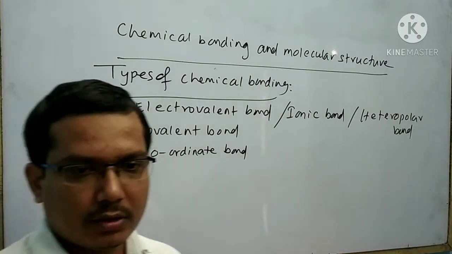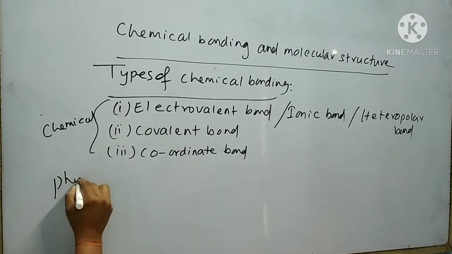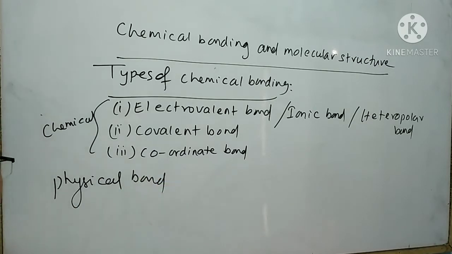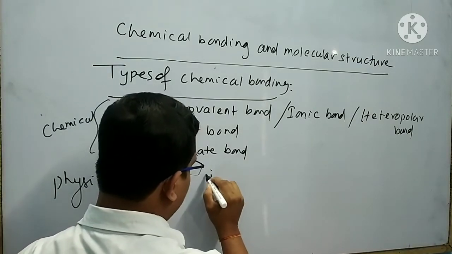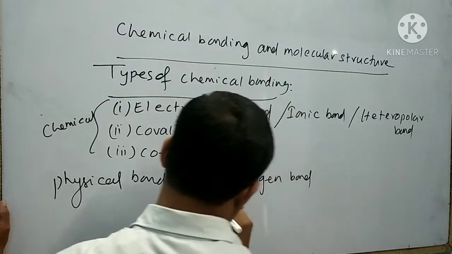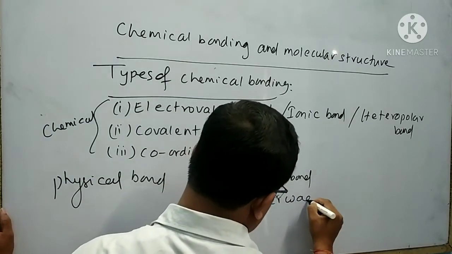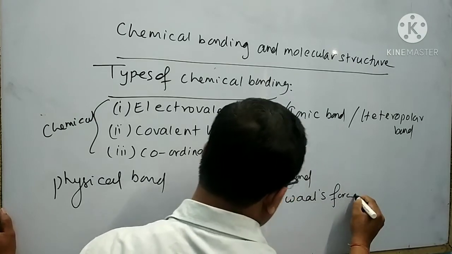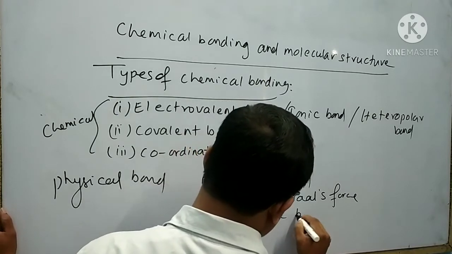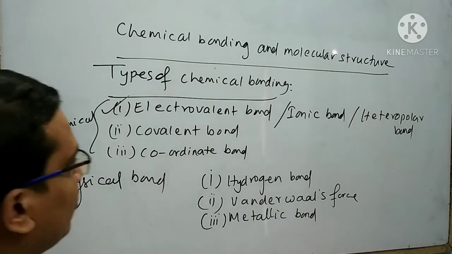There are three types of chemical bond. There are also three types of physical bond. Number one is your hydrogen bond. Number two is your van der Waals force. Number three is your metallic bond. Let me explain about the electrovalent bond.